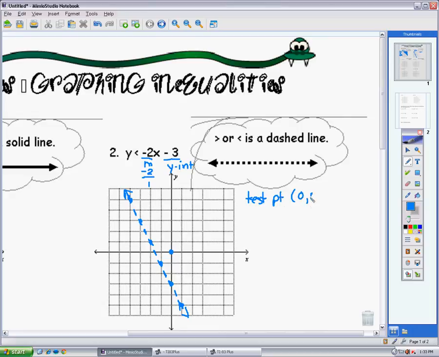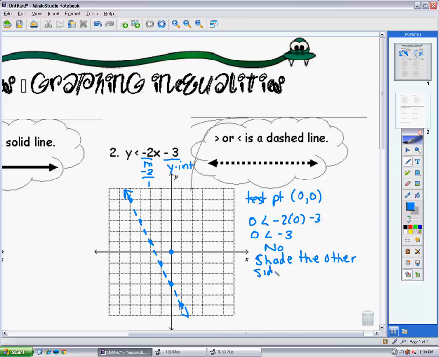And I'm going to plug that in. So I get 0 is less than -2 times 0 minus 3, and I get 0 is less than negative 3 because this equals 0. Is 0 less than negative 3? No, that's false. So that means I need to shade the other side.